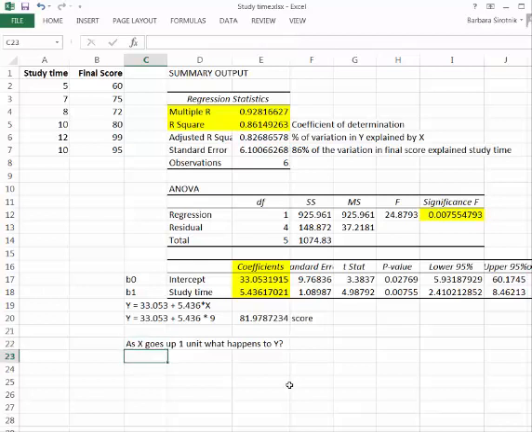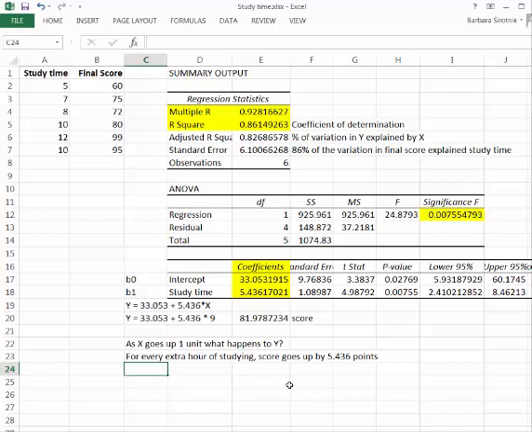Well, in this case, since X is hours of studying and Y is score, that says for every extra hour of studying, the score goes up by 5.436 points. So now you can do your strategic planning and say, gee, if I want to increase it from 9 hours to 10, how much will that on average increase my score? 5.436. That's important.